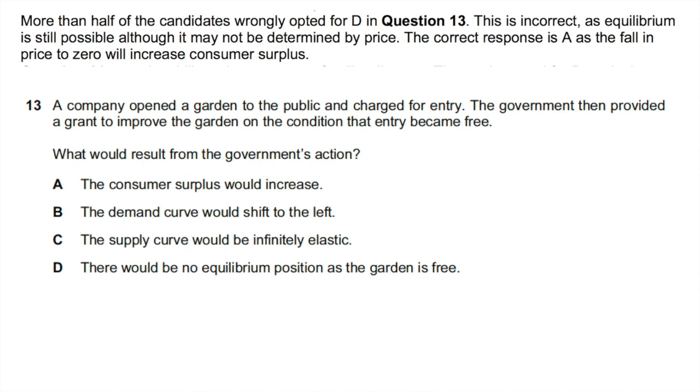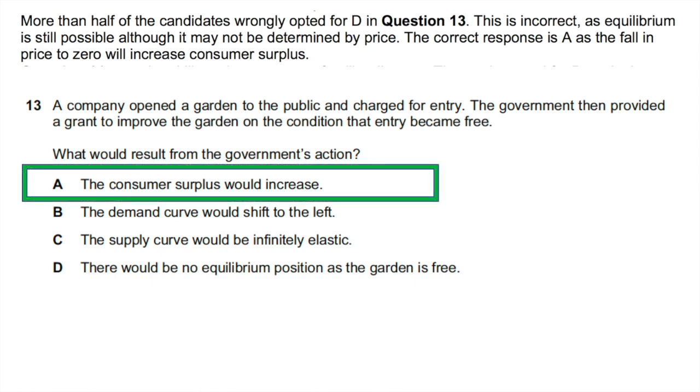Question 13. A company opened a garden to the public and charged for entry. The government then provided a grant to improve the garden on the condition that entry became free. What would result from the government's action? More than half of the candidates wrongly opted for D in question 13. This is incorrect, as equilibrium is still possible, although it may not be determined by price. The correct response is A, as the fall in price to zero will increase consumer surplus.